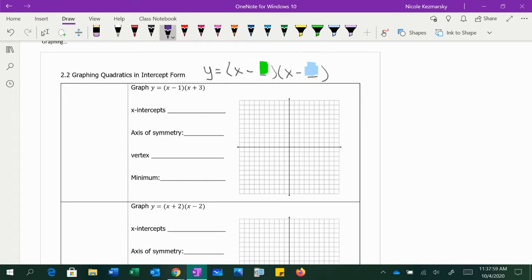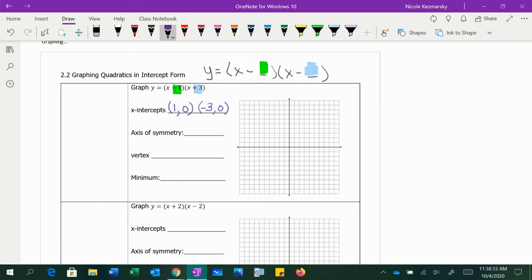So in any of these, whatever number is in the parentheses, you're going to take the opposite of it, and that's going to give you one of your x-intercepts. So if I look at this first guy right here, this is a -1. That means that my x-intercept is going to be +1, 0. I'm going to do the same thing with the other parenthesis. I see a +3, and that means I'm going to have -3, 0.